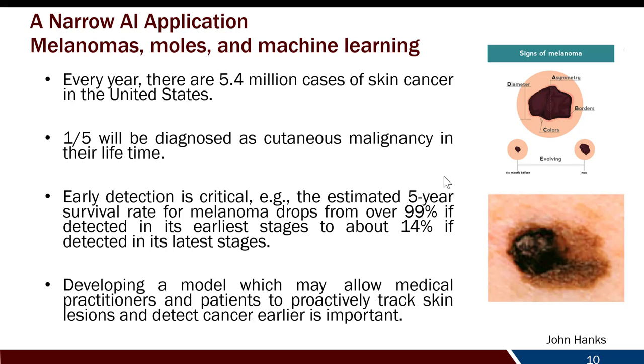Honors class looks at solving several problems, one of them being melanomas and moles. Can we come up with a system to identify the difference? Well, Google has a model and has worked on this problem extensively. So 1 out of 5 people will be diagnosed eventually with some kind of cutaneous malignancy. So it's a problem that is well known.